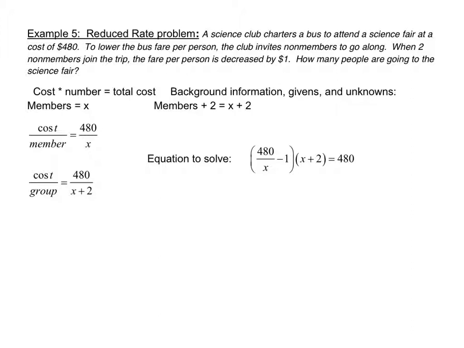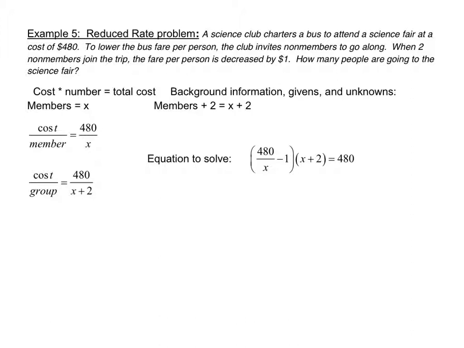Okay, so cost times the number equals total. Background information given is unknown. So we have X members, and then there's X plus 2 going. So the cost per member originally was 480 divided by X. The cost for the group, though, is 480 divided by X plus 2. So the equation we have to solve here is 480 divided by X minus $1 times the X plus 2 members equals the $480.